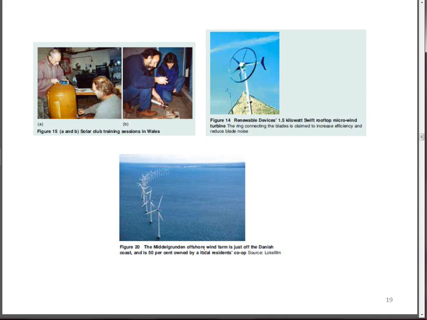And figure 20, you can see the offshore wind farm, which is interesting because it argues that 50% of it is owned by the local residents. That is something incredible, that local residents can come up and own 50% of something so innovative. It is an incredible way of approaching products. Groups of people are coming together and saying, we're going to put 50% of the money to actually create this renewable energy facility. That is remarkable.